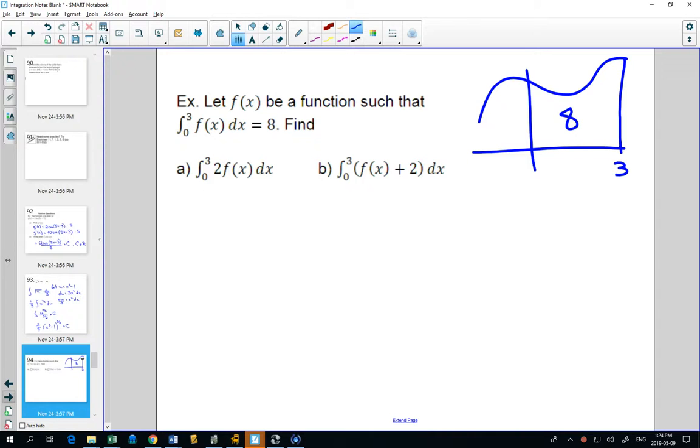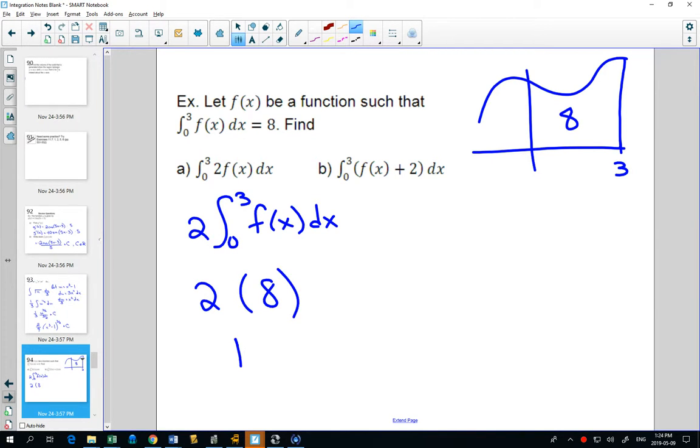This is really checking to see if we remember all of the properties of integrals. One of the properties of integrals is if you're multiplying a function by a constant, that constant could come out in front. So if I bring that constant out in front, then I get 0 to 3 of f of x dx, which we were told is equal to 8. The answer to A would be 16 because the area from 0 to 3 is 8. Multiply by that 2 in front, and we get 16.